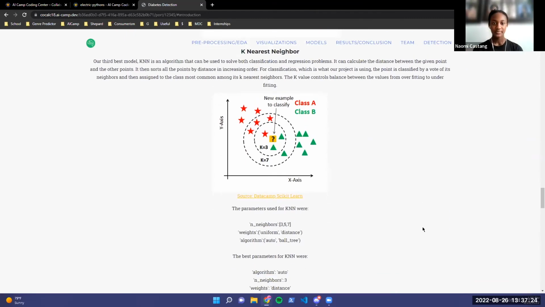Our third best model, KNN, is an algorithm that can be used to solve both classification and regression problems. It can calculate the distance between the given point and other points. It then sorts all the points by distance in increasing order. For classification, which is what our project is using, the point is classified by a vote of its neighbors and then assigned to the class most common among its k nearest neighbors. The k value controls balance between the values from overfitting to underfitting.